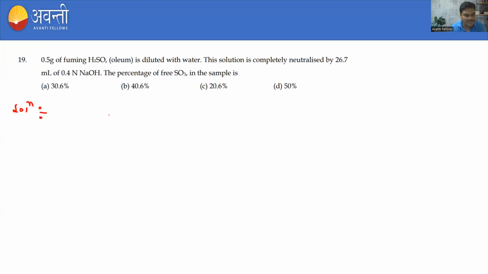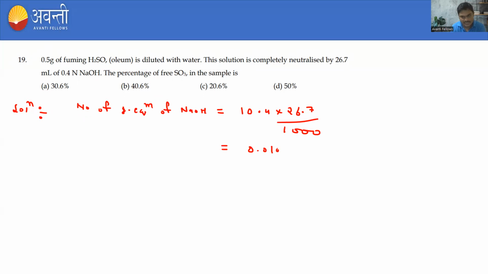So given that the concentration of NaOH is 0.4 normality, what is the number of gram equivalents? So the number of gram equivalents of NaOH is equal to nothing but 0.4 into 26.7 divided by 100. Oh, sorry, 1000. So we get 0.01068. So this is the number of gram equivalents of the NaOH.